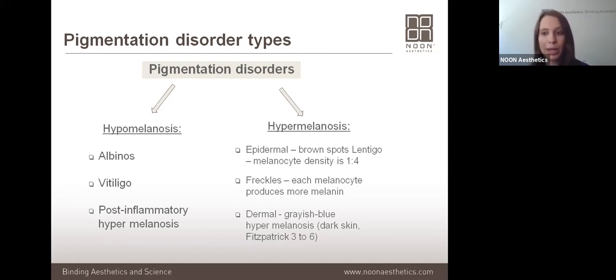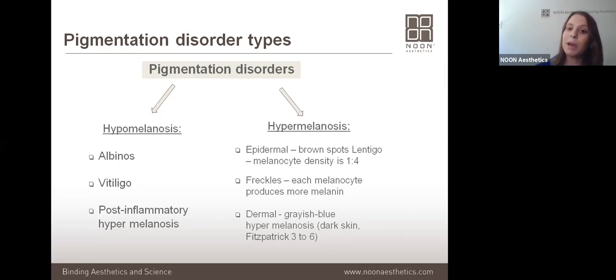It's not an overflowing of melanin like in darker skin. It's different. We also have the freckles, where each melanocyte produces more melanin. And these freckles usually have a different type of melanin, which is pheomelanin. And actually, it's not something that we can treat. It's not the regular melanin, but this is this state. And the last one is the dermal one.